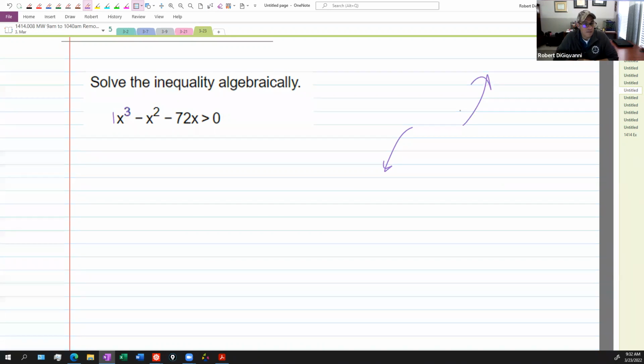What I don't know is where the X-intercepts are, and I also don't know if I bounce or cross at them. So I'm going to go ahead and turn this into an equation. GCF, right? I can factor out X. And then I have a quadratic in there that hopefully factors.